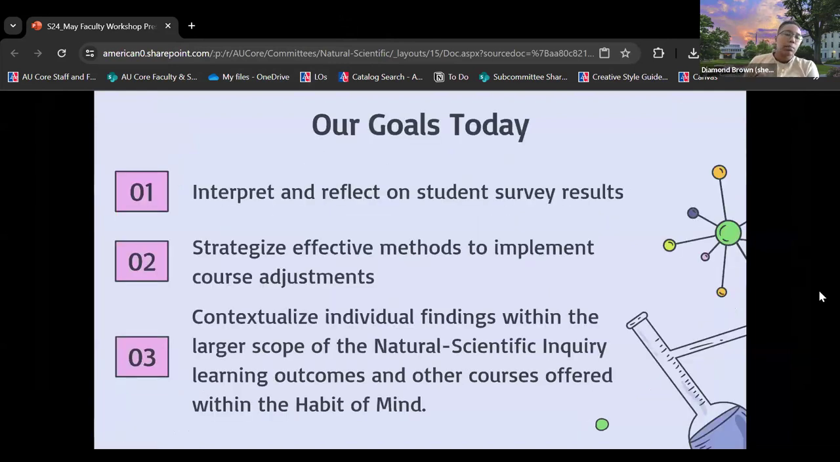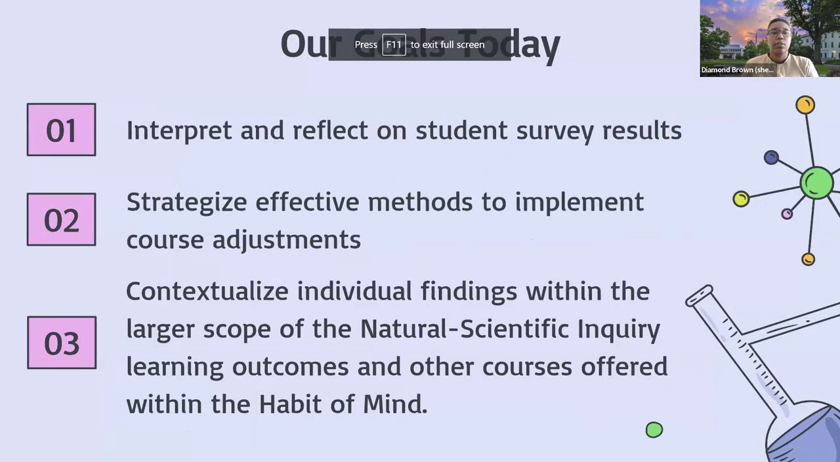And so Martin introduced us a little bit, and we'll go a little bit over the goals as well. So what we're doing today is we're going to interpret and reflect upon some of the student surveys that we used, as well as strategizing effective methods for implementing course adjustments, and then also contextualizing those individual findings within the larger scope of how we see natural scientific inquiry learning outcomes and then other habits of mind as well.